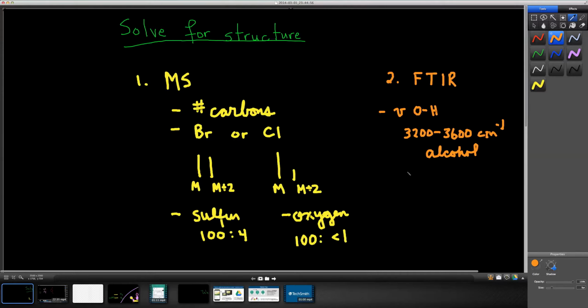If I see a stretch that's broader and wider, let's say 3500 to 3300, and I see a carbonyl stretch at 1680 to 1720, I'm going to suspect a carboxylic acid.